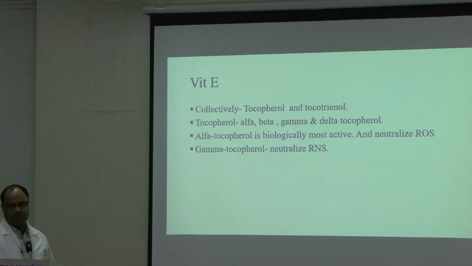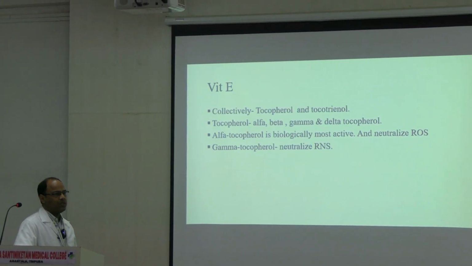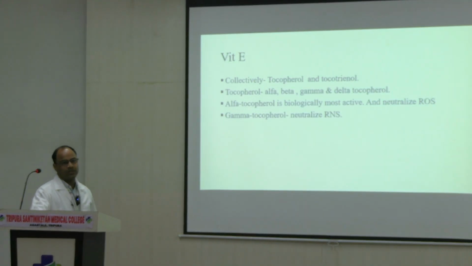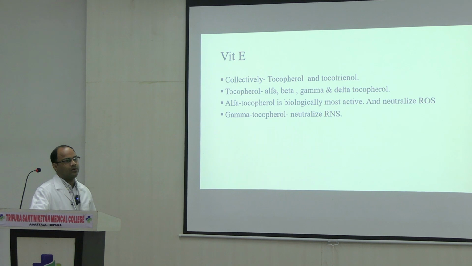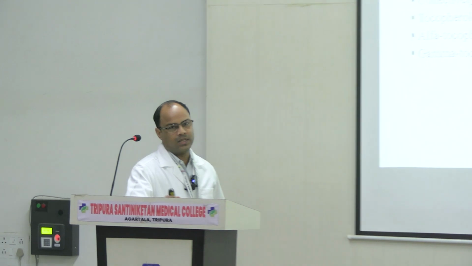Alpha tocopherol works by neutralizing reactive oxygen species, while gamma tocopherol neutralizes reactive nitrogen species. This is a question that may be asked in the viva exam. Tell me, what is the use of gamma tocopherol? You should answer: gamma tocopherol mostly neutralizes reactive nitrogen species, while alpha tocopherol mostly neutralizes reactive oxygen species. What are reactive oxygen species?